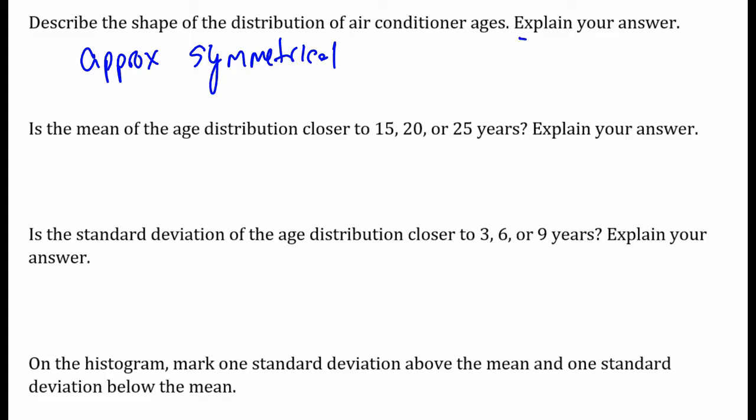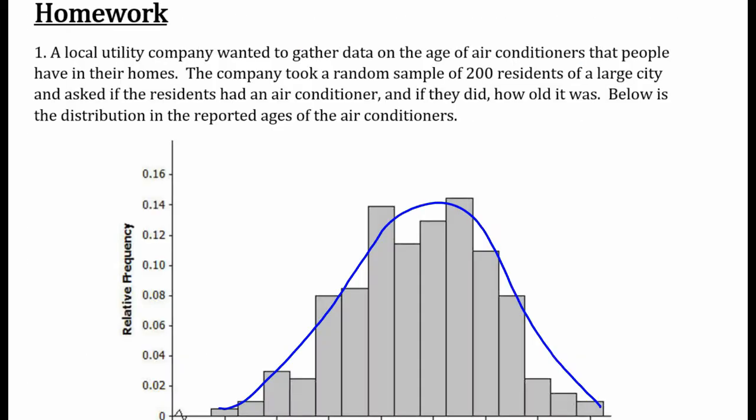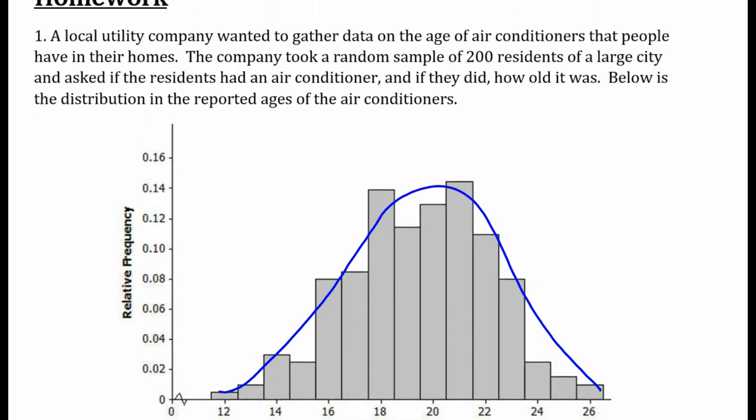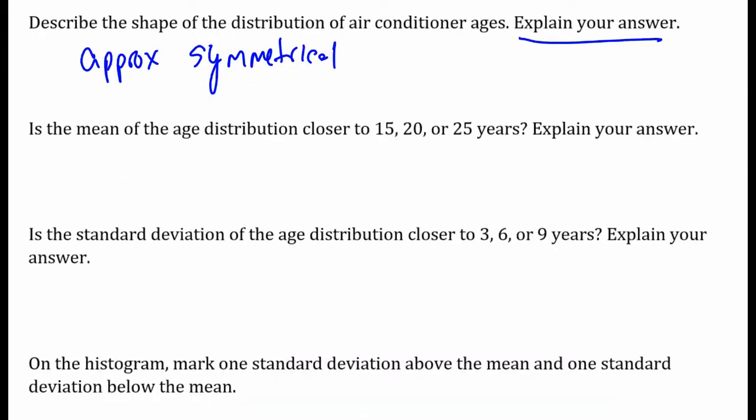So explain your answer. You should say something about the right-hand tail and the left-hand tail being approximately equal in length. There's no strong skew in either direction. It's also mound shaped. Most of the data is in that middle part.